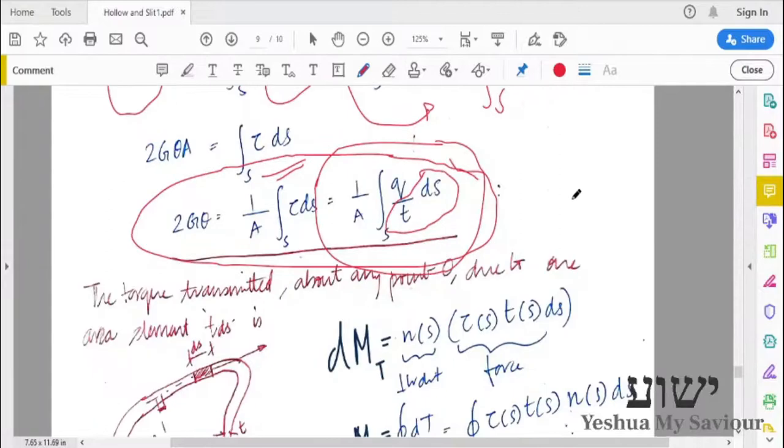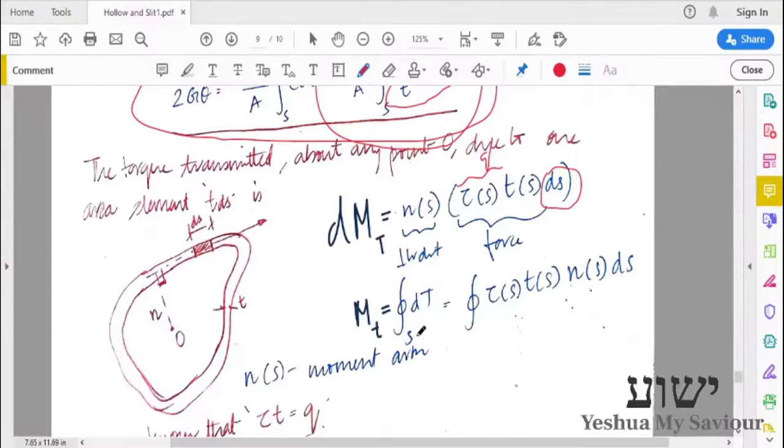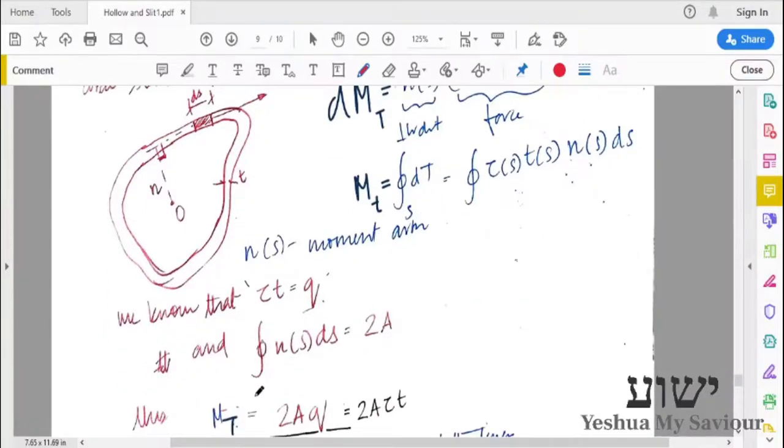Okay. Next is the torque. To find the torque transmitted, we just have to take the product of force and the perpendicular distance. For that dm, if we consider a very small element, the force acting on the element is given by q shear into ds, which will give us the force acting on the membrane. So force and perpendicular distance integrated over the periphery or the perimeter, so we will have a cyclic integral. We will have Mt is equal to 2Aq or 2A tau t.